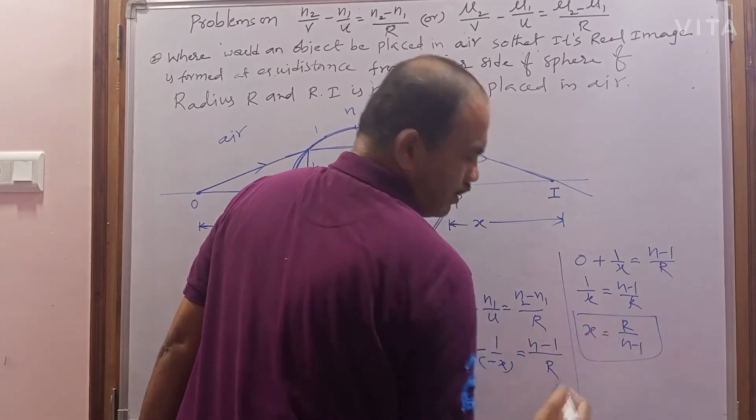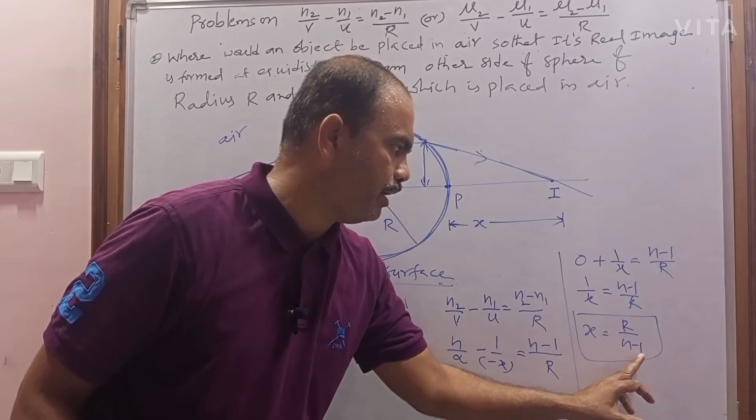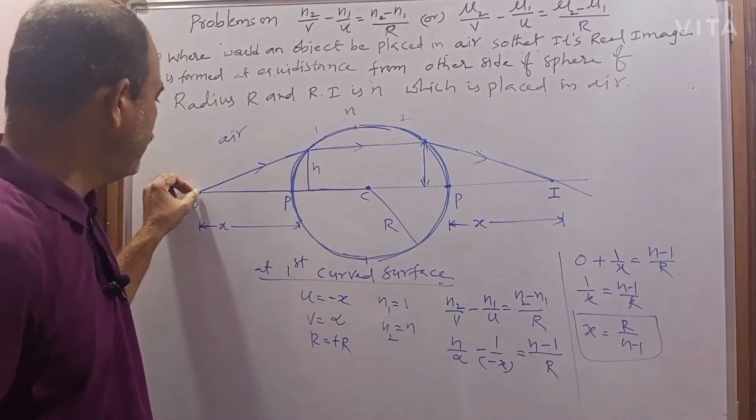So now where do we have to keep the object? You get the x value. What is the x? R by N minus 1. So if we keep this object at how much distance?